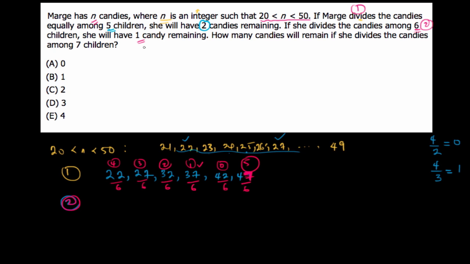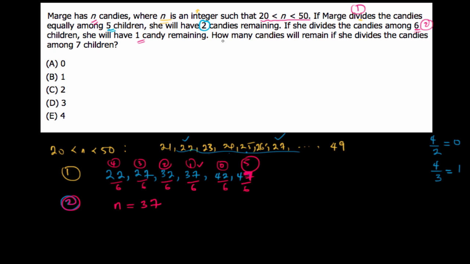So what we need is just one of them such that you only have a remainder of 1, and you would observe that it's only 37 that passed. So that implies that n must be equal to 37. So now I have my n to be 37.